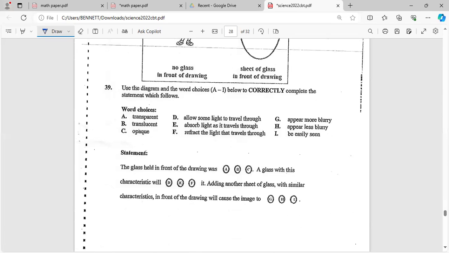So basically they want you to choose a letter that matches with whatever sentence there is. The glass held in front of the drawing was transparent, so that would be B. A glass with these characteristics will, so it's either D, E, or F: allow light to travel through, observe light as it travels through, refract the light as it travels through. And that would be D, absorb the light as it travels through. So that's what's happening. That's why it's like that. Adding another sheet of glass with similar characteristics in front of the drawing will cause the image to appear more blurry. Yeah, definitely. So if you put another one, it will get even blurrier.